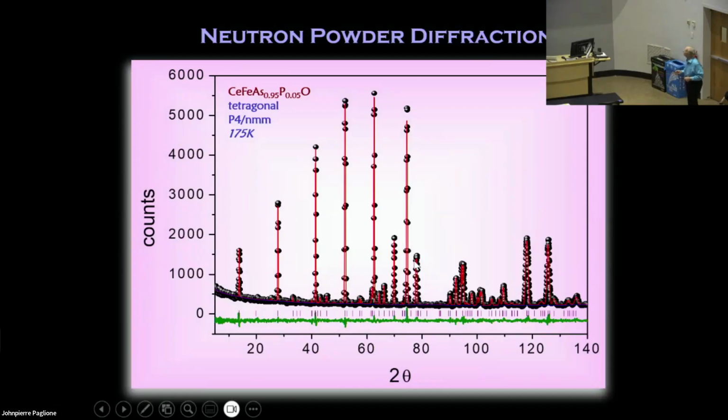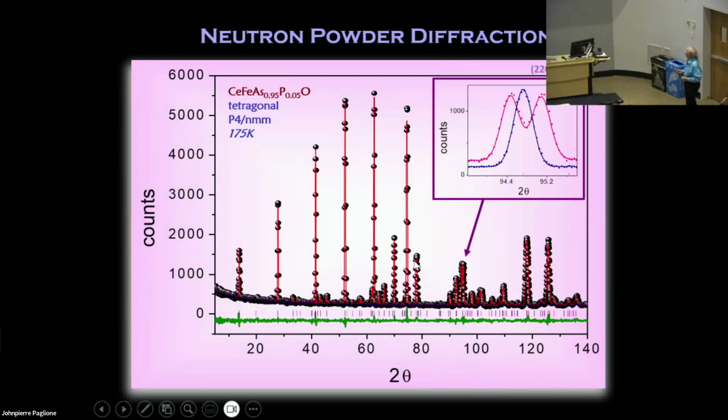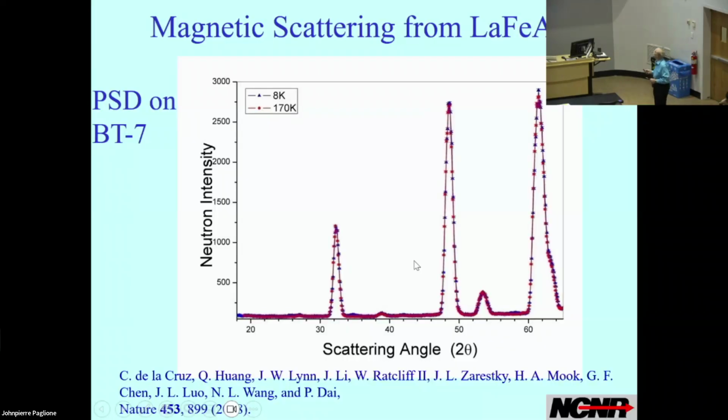Here's a powder diffraction system, and I mentioned that it structurally distorts, and you can actually see that. This is a blow up of that peak there, and you see that as you go down to lower temperatures, it distorts, goes from tetragonal to orthorhombic. That's really kind of important. And here's the first magnetic scattering, and you can see the magnetic scattering very easily here. See those big peaks? No, that's not it. There's a magnetic peak.